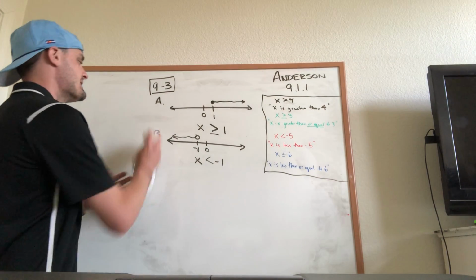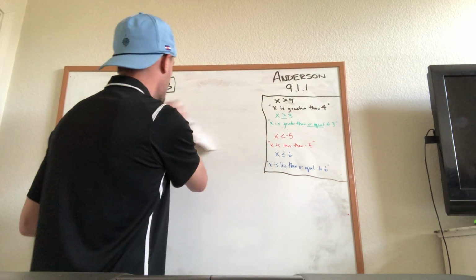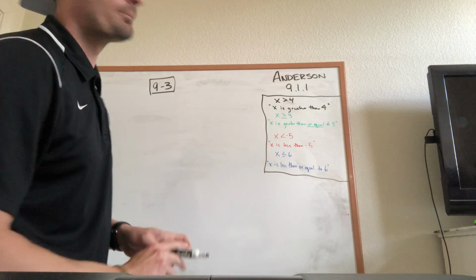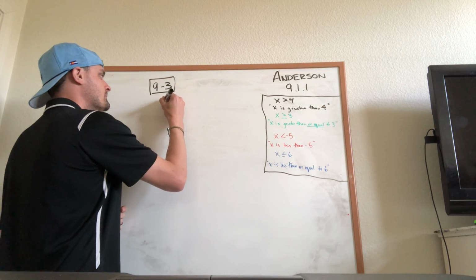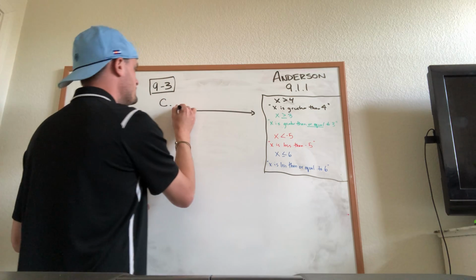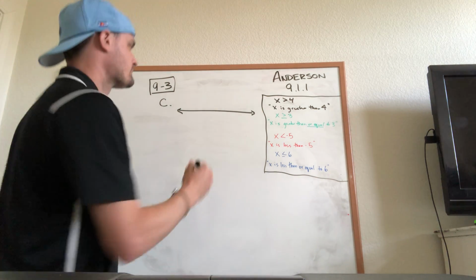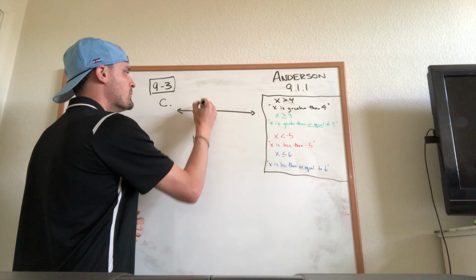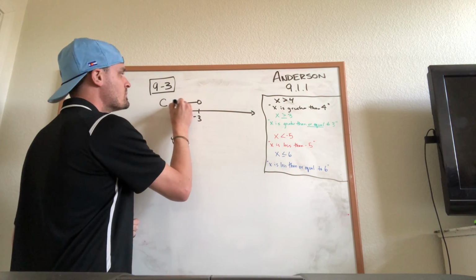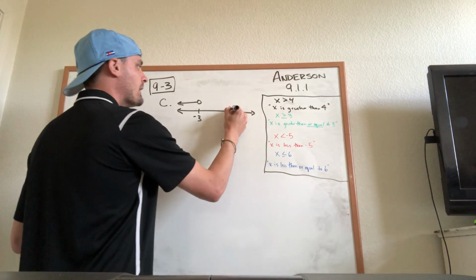Erase this. Looking at C and D, it's a little different because they're going to give you 2 points. And so C, on the number line, has an open circle at 3, and then a closed circle at positive 2.